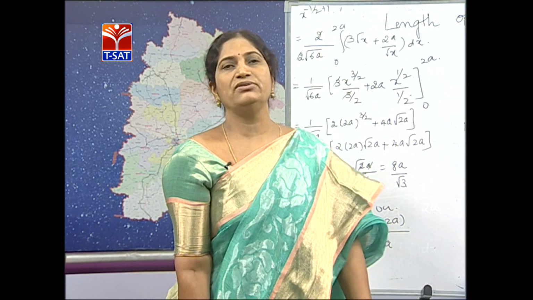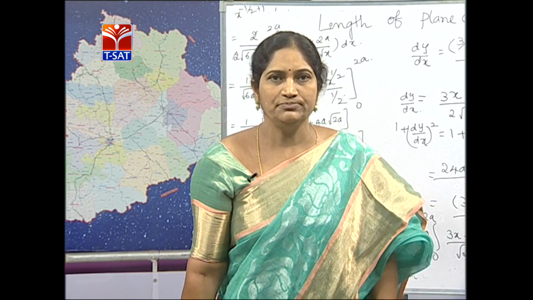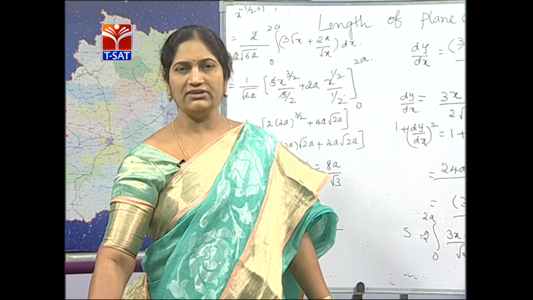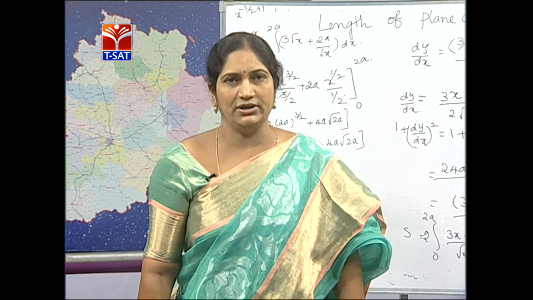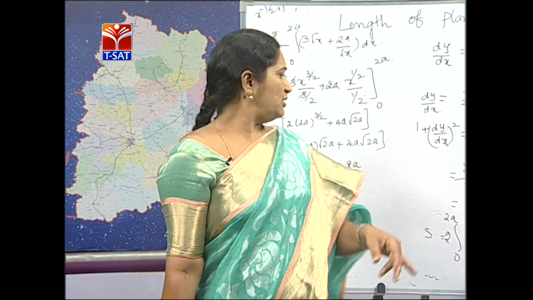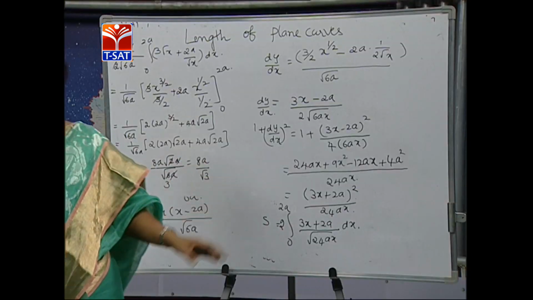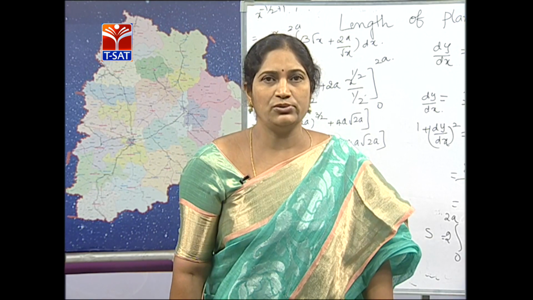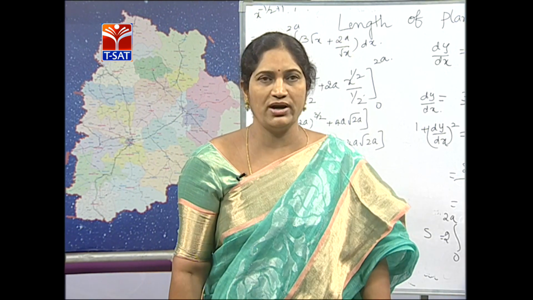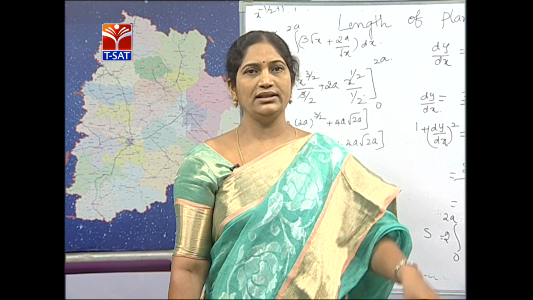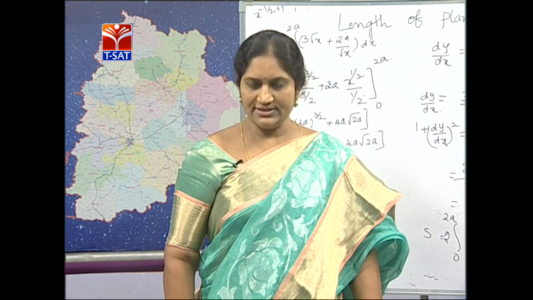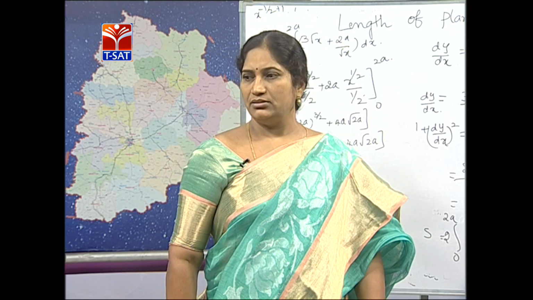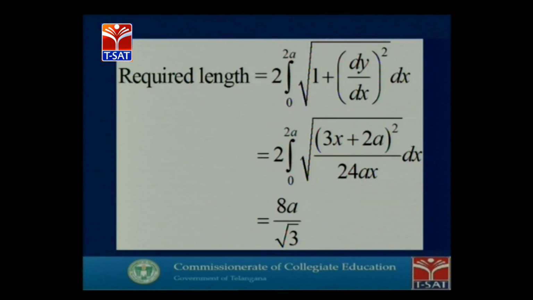Suppose the given curve is in Cartesian form, then we find the length of the loop as above. Suppose the given equation is in parametric form. If it is in parametric form, what will be the length? S is equal to the integral of the square root of (dx/dt)² plus (dy/dt)² into dt. We need to take the limits for t. For example, see here, the required length we are getting as 8a by root 3.